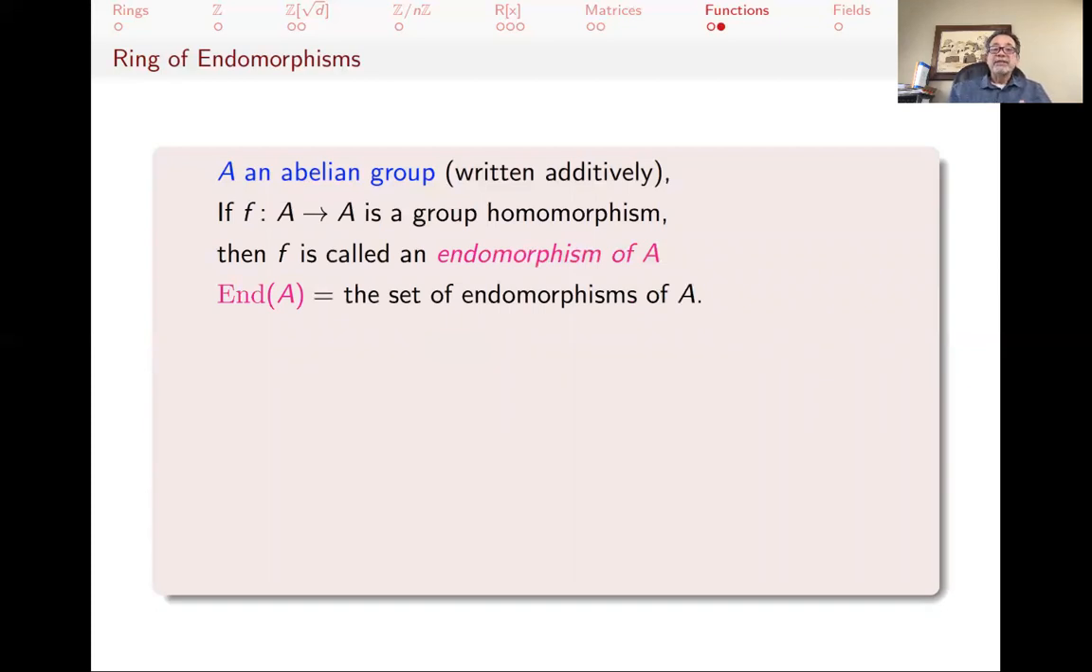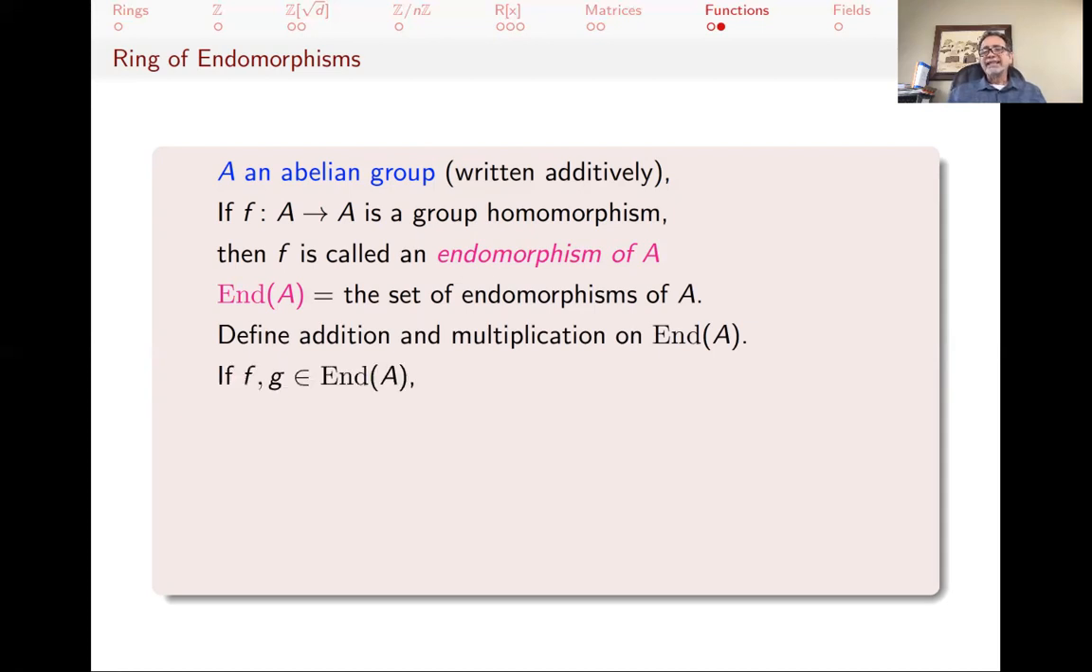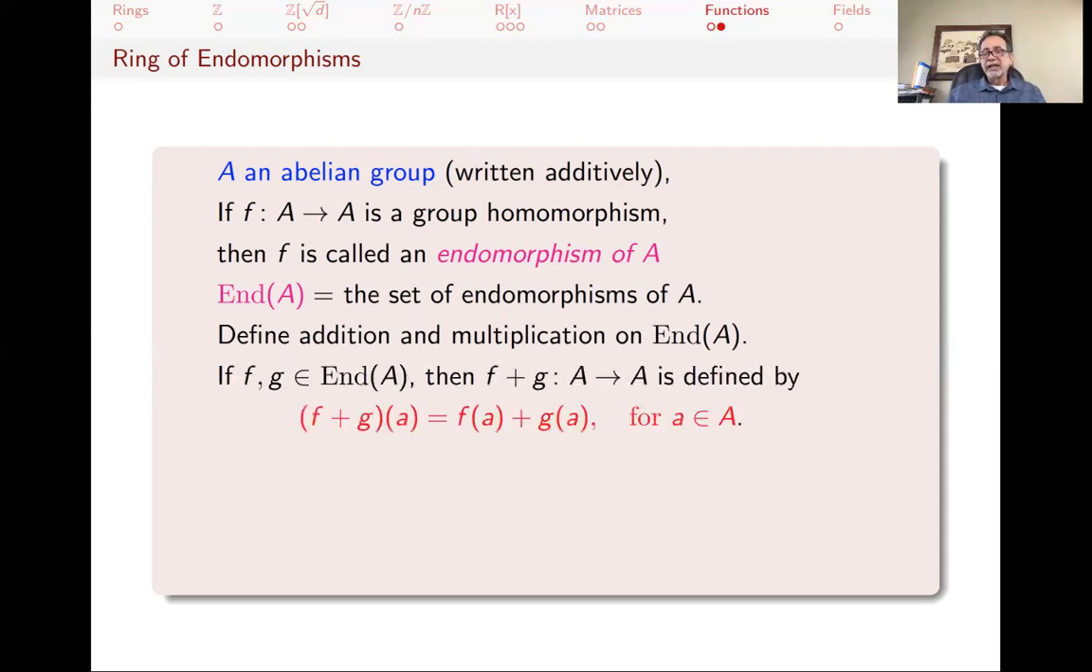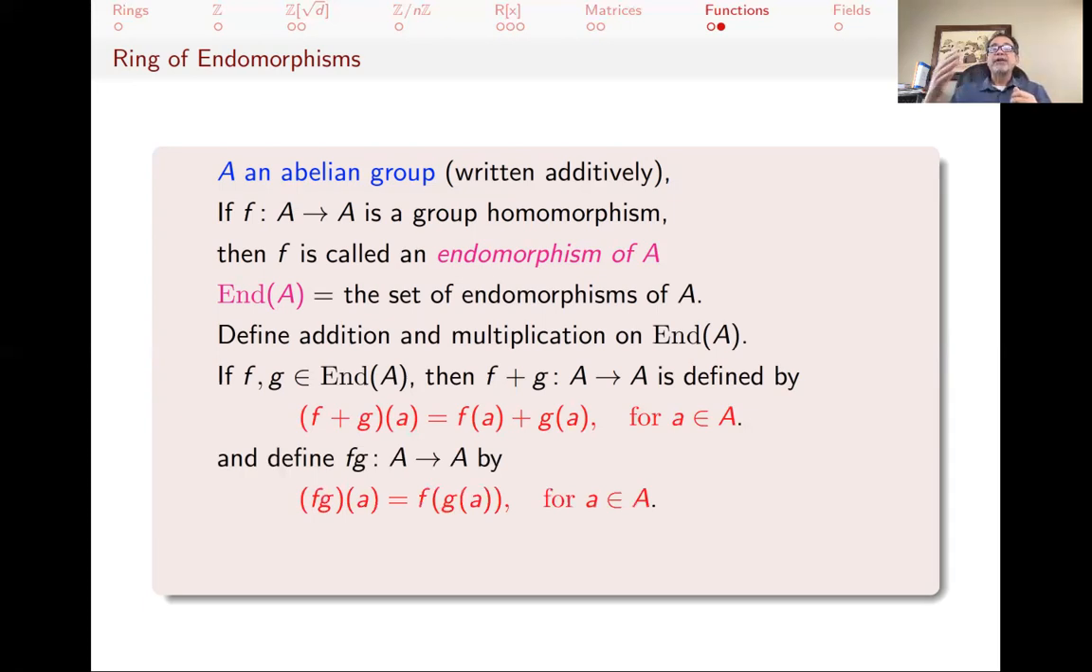So each element of End A is an endomorphism, so each one of them is a group homomorphism, so each one of them is a function. And we can define addition and multiplication on it as well. The addition is defined just like the one we did before. F plus g at A is f of A plus g of A. But we define multiplication differently. We define fg by function composition. Fg at A is f of g of A. That makes sense because both f and g are maps from A to A. So if you compose them, you get another map from A to A.